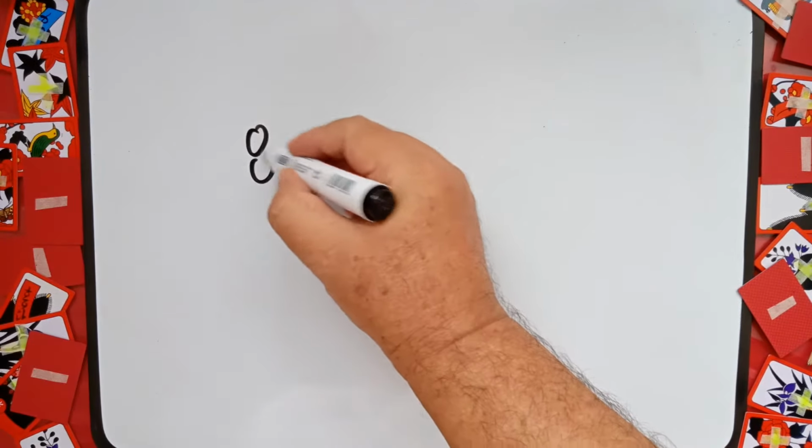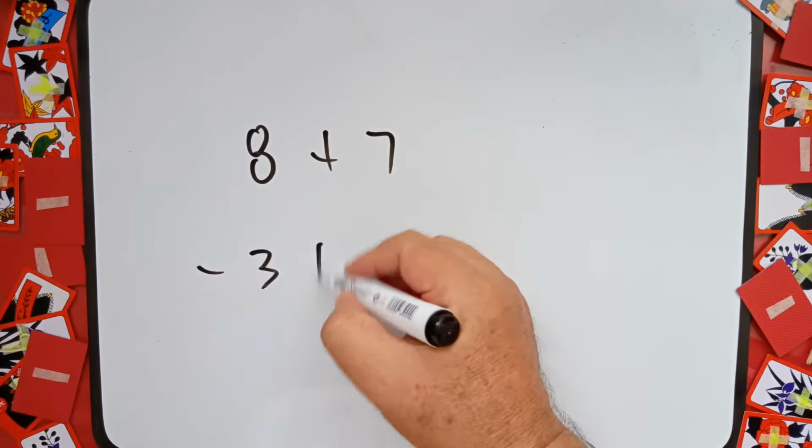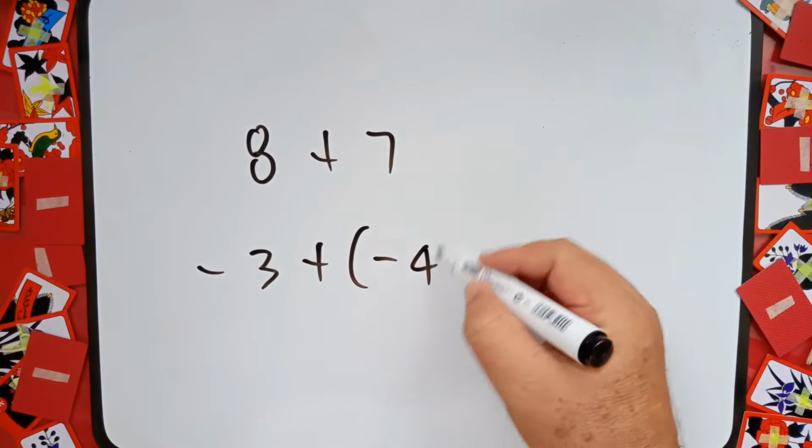Okay, for like signs, rule number 1. Like signs, or integers with the same sign, find the sum of their absolute values and use the sign common to both integers. So let's take, for example, 8 plus 7 and negative 3 plus negative 4.